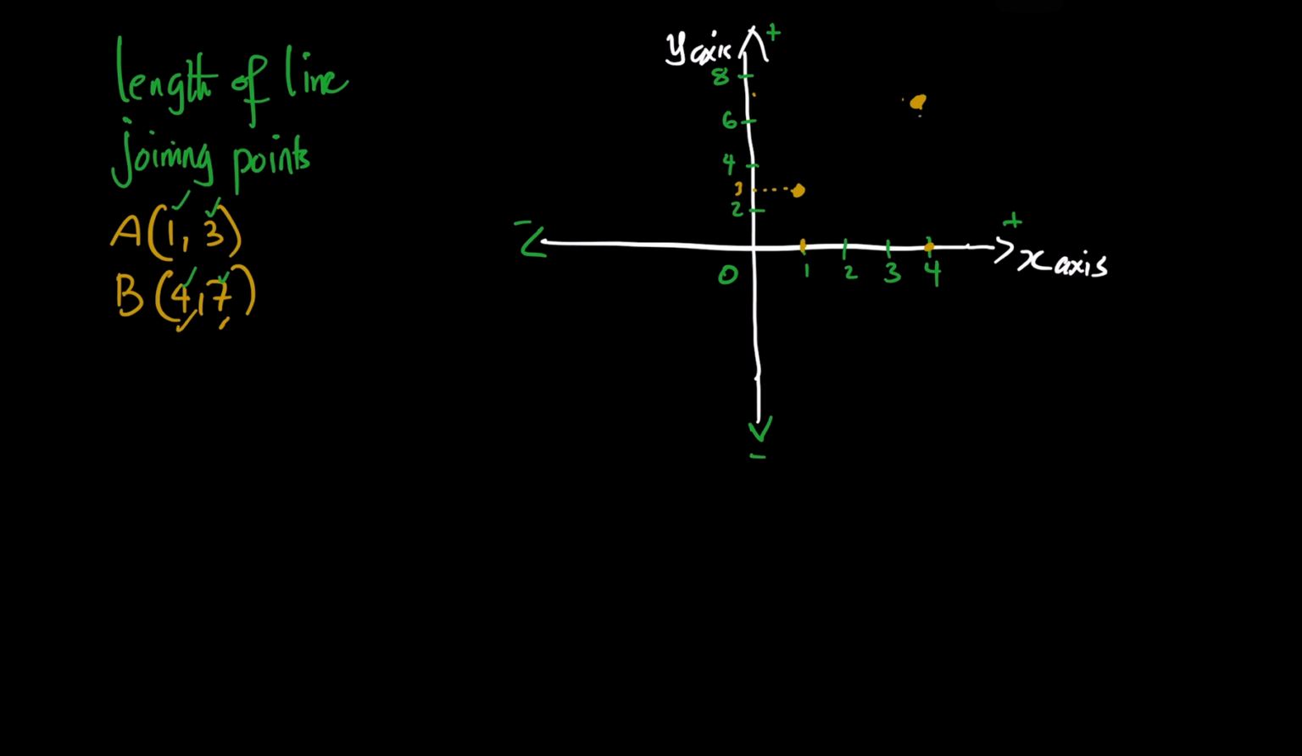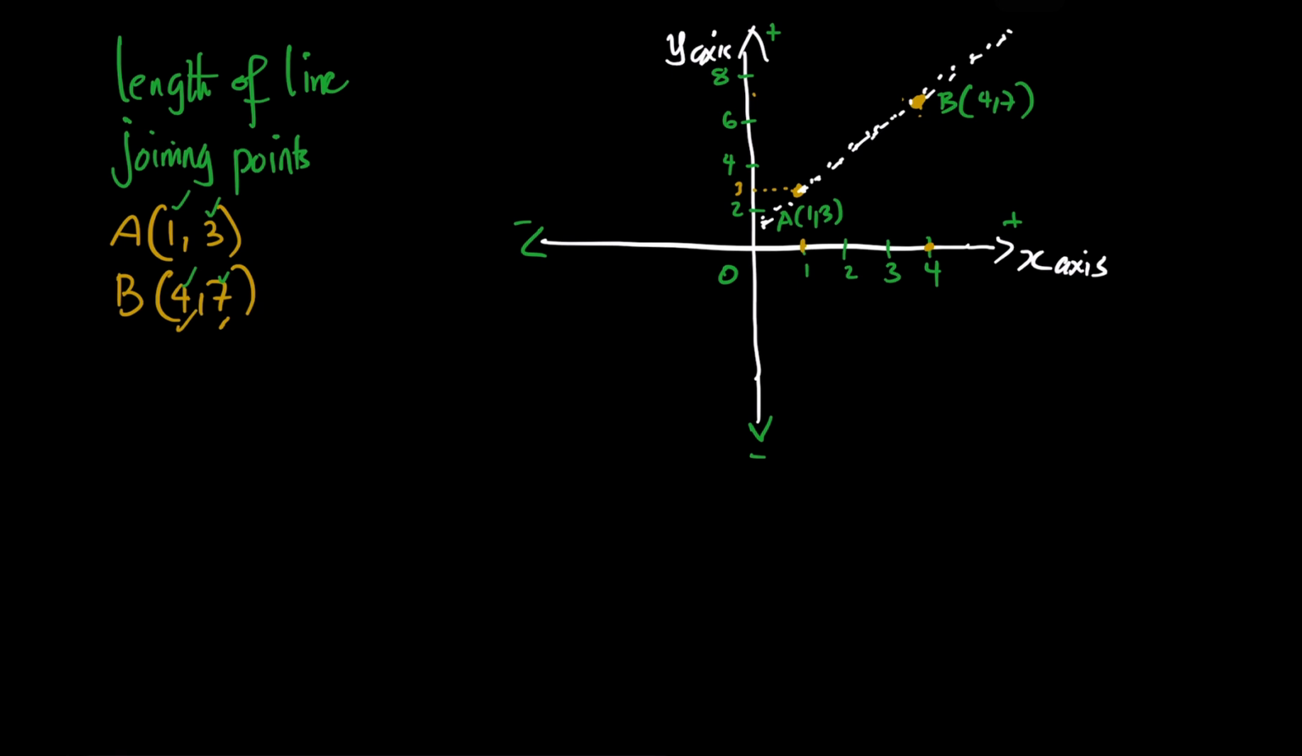Okay. So now we can say that this is our point A, which is 1 and 3, and this is our point B, which is 4 and 7. And then we can draw a line through it like that. I don't know whether my line is straight, but we can draw a line nicely through it. Beautifully. Now, the question says, what is the length of this line? We want to know the length of this line.